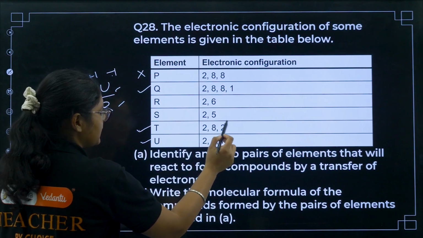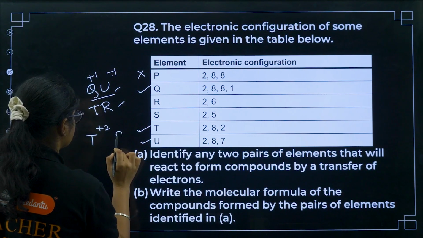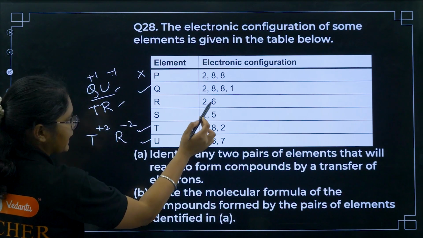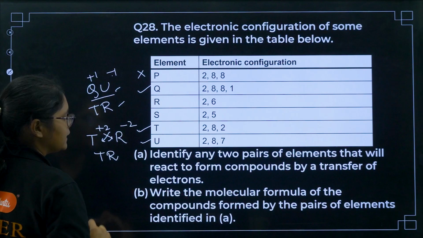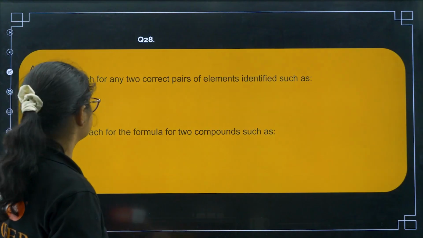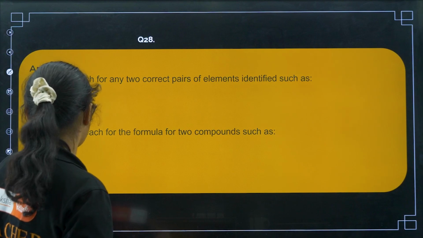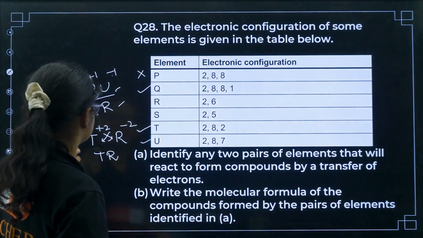Now T is +2, it can donate 2 electrons, right? So T will get +2, R will get -2 because it will gain 2 electrons to complete its octet. If you do crisscross, this will also be TR. Okay, so that is what, let me see the answer. So you can have Q and R. One second, you can have other non-metals as well, right?